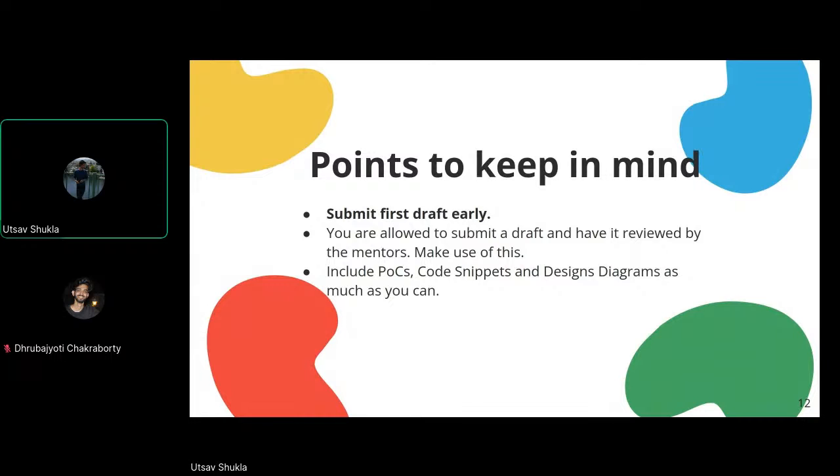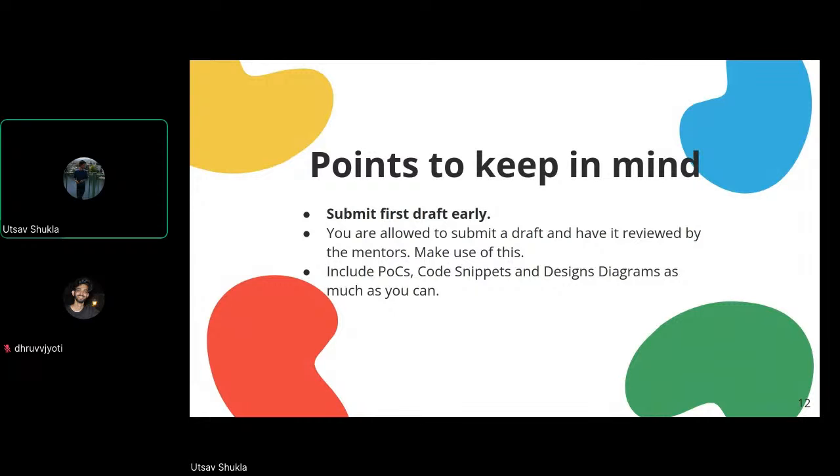You are allowed to submit multiple drafts for the project and get it reviewed by the mentor, so make use of it. Try to submit the first draft early and get it reviewed, then make the changes as suggested by our mentors, then again put it for review. After this to and fro, at the end of the review period, your proposal will be very polished and will be the same as expected by the mentor. So it is a good thing to submit the first draft early.